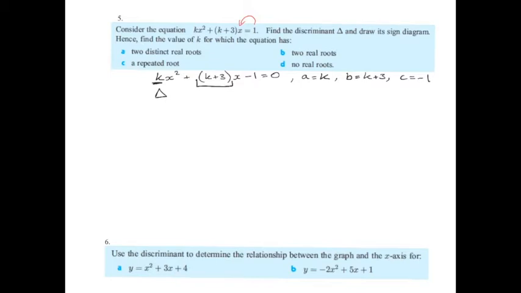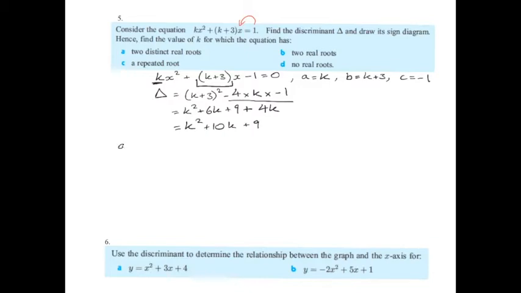So we're going to put those in the discriminant. So the discriminant is b squared, so it's k plus 3 squared minus 4 times a, which is k, times c, which is negative 1. So if we expand that, we get k squared plus 6k plus 9 plus 4k, because that's what all of this multiplies to. So finally we get k squared plus 10k plus 9. So that is the discriminant.